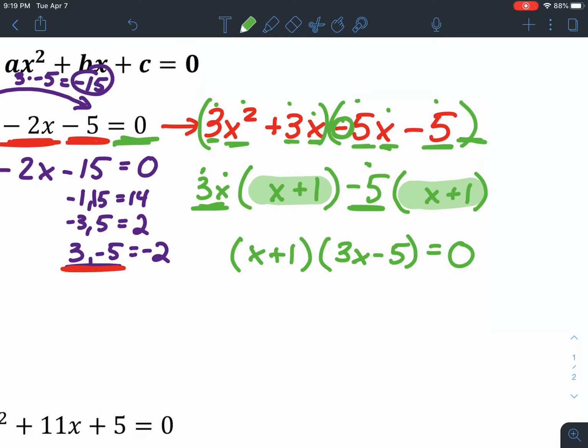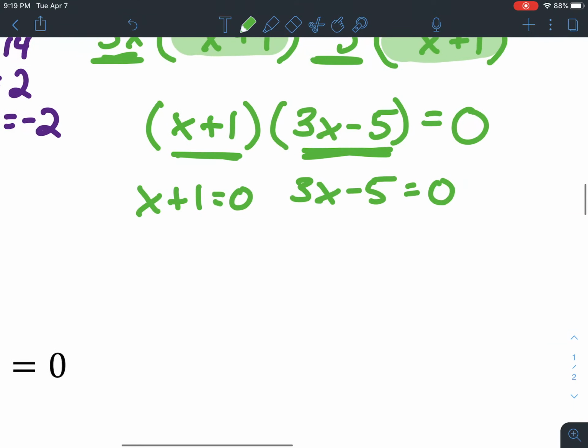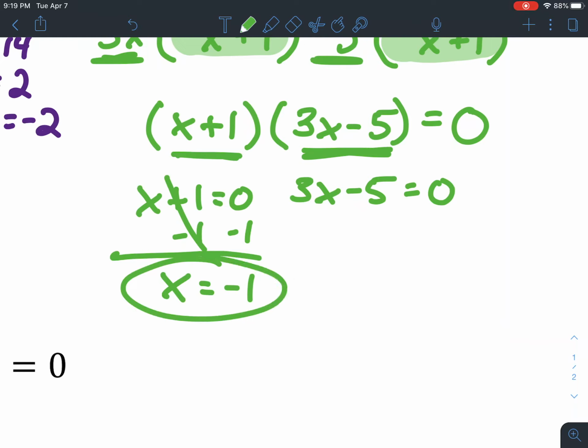And now we finish this problem just like we did before. I'm going to set this first term equal to 0. X plus 1 equals 0. I'm going to set the second term equal to 0. 3x minus 5. For the first one, subtract 1 from both sides. X equals negative 1. Done.